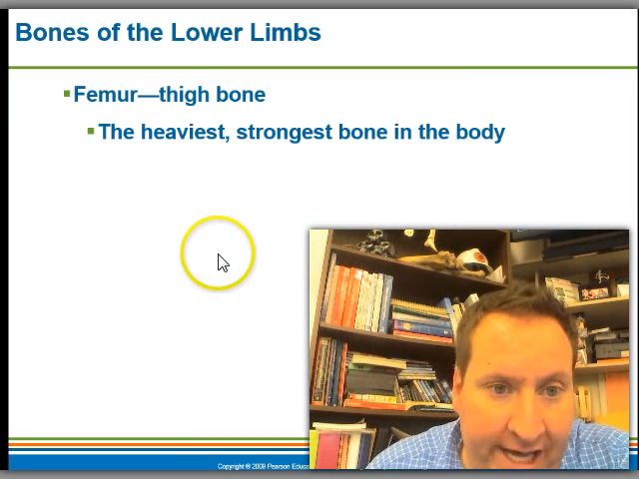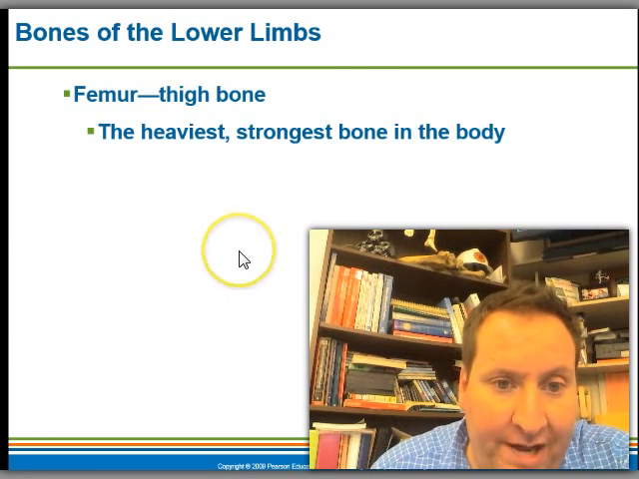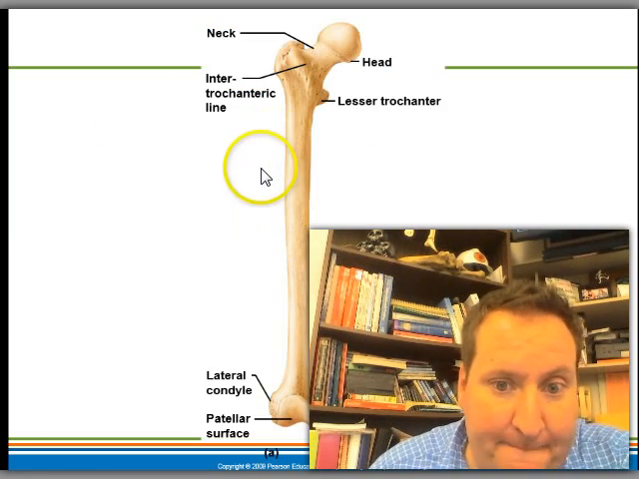So taking a look at the femur next. Femur is the strongest, heaviest bone in the human body. It's also called your thigh bone. This is what your femur looks like.